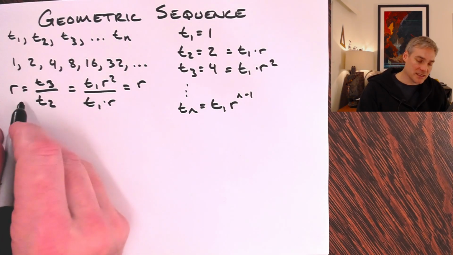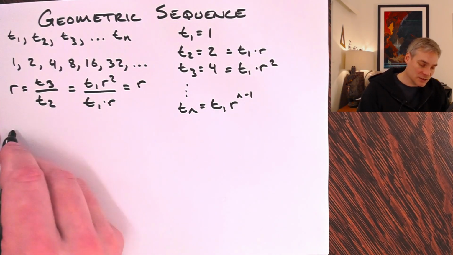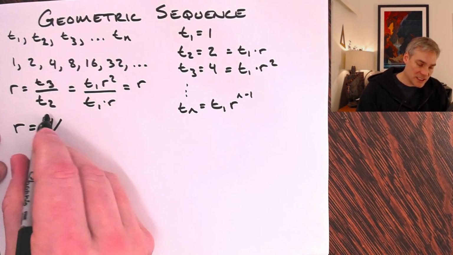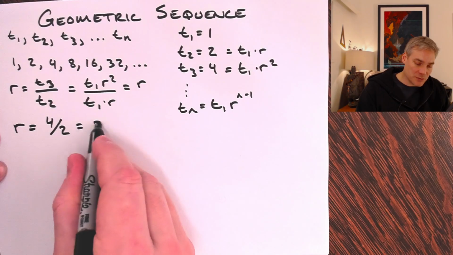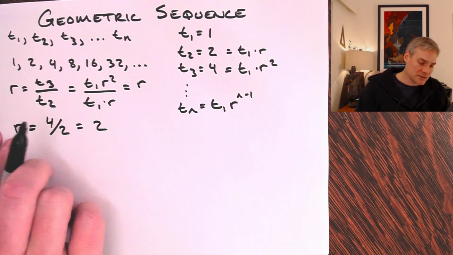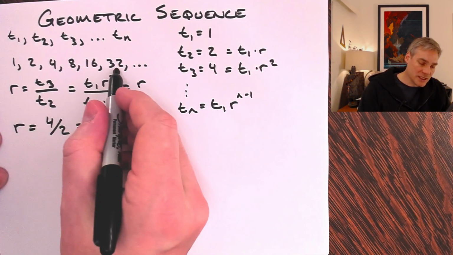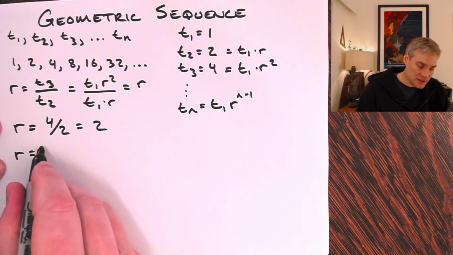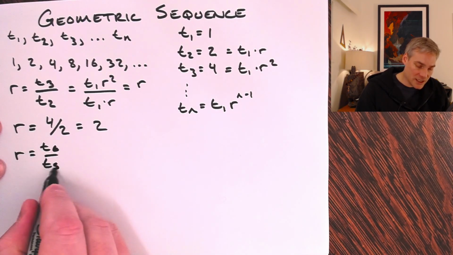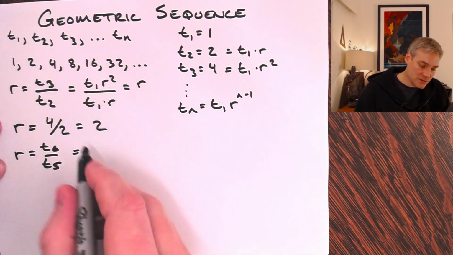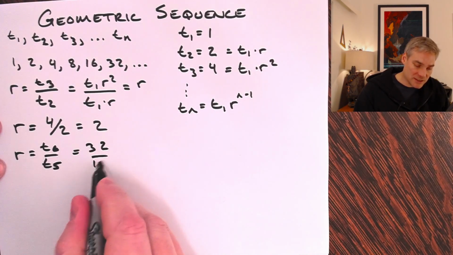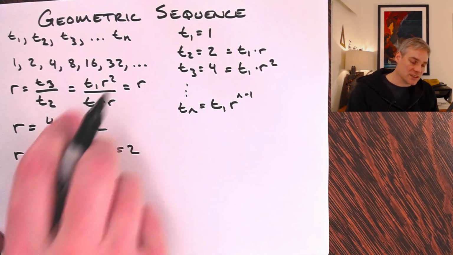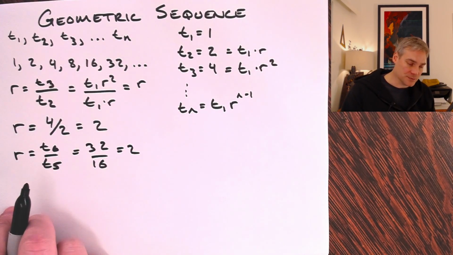Well, that's good, but I want to find it numerically. So let's go here, and we have t3, that's 4, and I have t2 underneath it, which is 2, so my ratio is 2. But we can check this with any of them. So if we use t6 and t5, so r is t6 over t5, then that's 32 divided by 16, so it's 2. So it doesn't matter which two terms we use, so long as they're side by side, we'll always get the right ratio out.